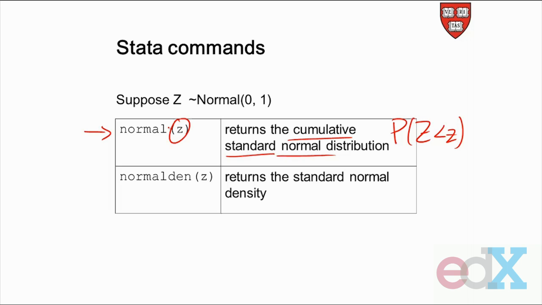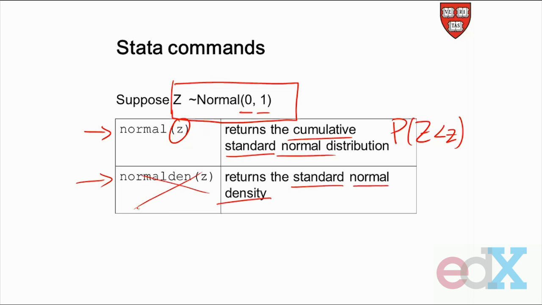So the key thing to remember when you're performing calculations in Stata is that we're assuming we have a standard normal random variable. It needs to have mean 0, standard deviation 1. Additionally, we can use this normal den function, which returns the standard normal density. You probably will not use this in practice.